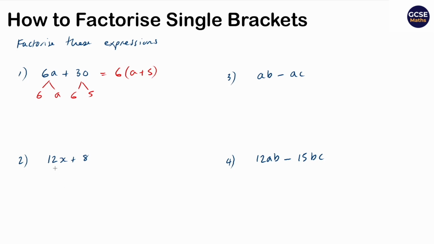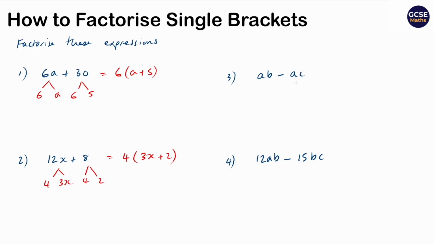Same thing. I recognise that 4 is the highest common factor of 12 and 8. So I've got 4 times 3x is 12x, and I've got 4 times 2 is 8. So in this case, the 4 comes outside the bracket. I'm left with positive 3x and a positive 2 inside the bracket. And if you want to check these, you can expand.